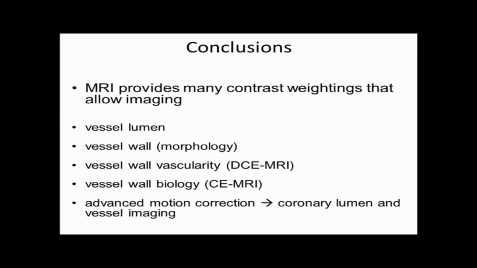So in conclusion, MRI provides many contrast weightings that allow imaging of the vessel lumen, the vessel wall, for instance morphology, but also vessel wall vascularity, for instance with dynamic contrast enhanced MRI. It also may provide some information on endothelial function. And on the vascular biology, we get information usually with contrast enhanced imaging in conjunction with molecular contrast agents that target, for instance, inflammatory cells, the matrix, or also the endothelial cells.